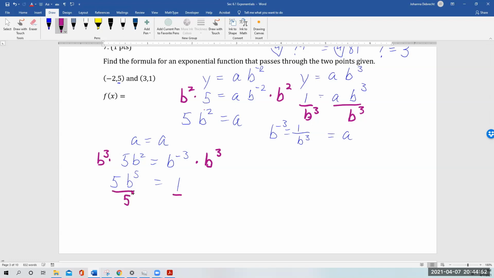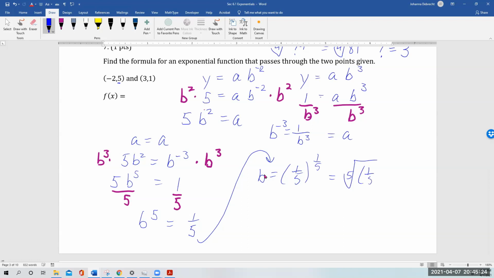When I divide by 5, this tells me that b to the 5th is equal to 1/5. The next thing I would do to find b would be to take the 5th root. The 5th root is the same as the 1/5 power. And this means from here that I can represent b as 1/5 raised to the 1/5 power. Or I could have written it as the 5th root of 1/5. Because we're working with exponents, we'll use the exponent form of it here.